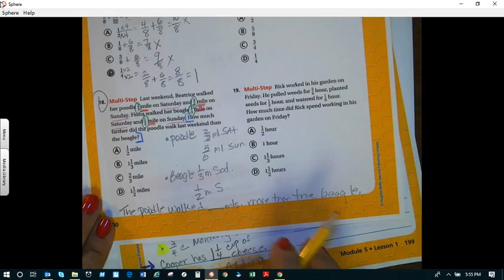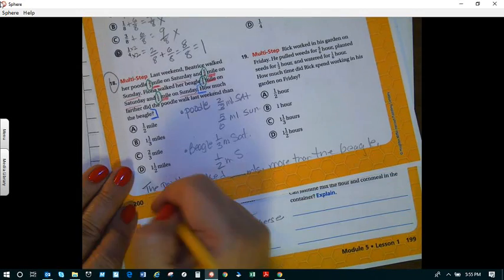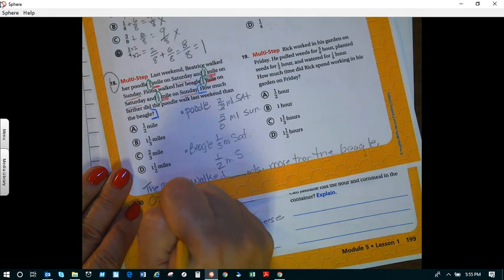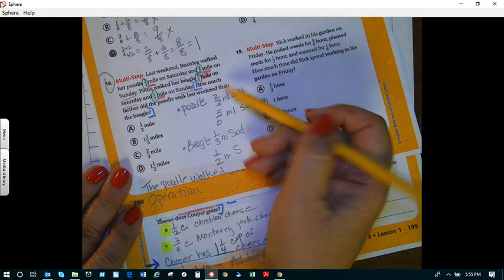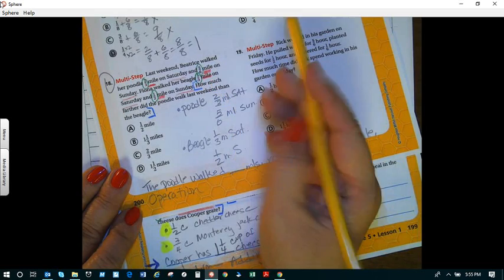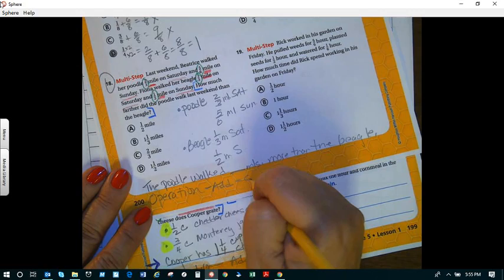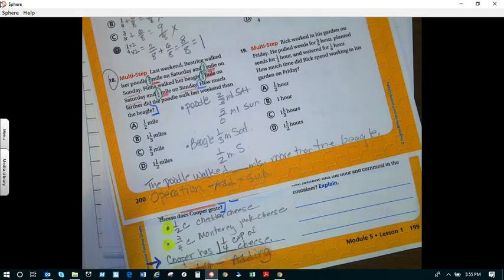Okay. Not order of operation, but my operation, what am I going to be using? So I need to do addition, and then I'll probably have to do subtraction. So let's see if we're on the right track there.